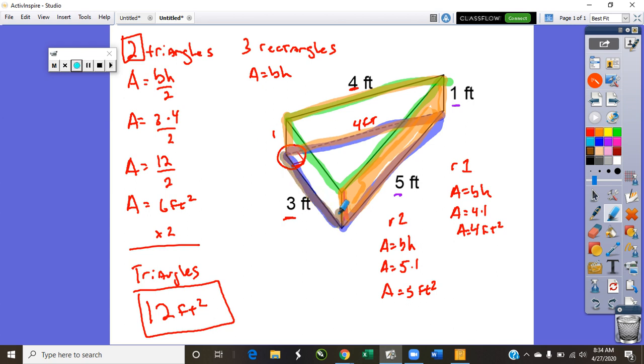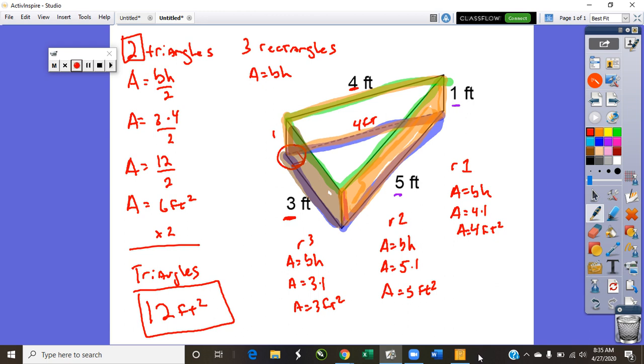I'm sorry, this last rectangle. So this one right here is what we're focusing on this time. So we'll call this rectangle 3, and area equals base times height. So in this one, the base is 3, and the height is also 1. Okay, so 3 times 1, so area equals 3 feet squared.